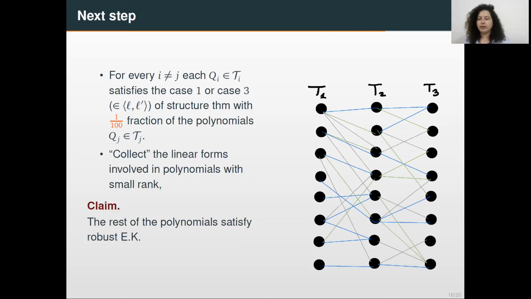In this case, we iteratively collect the linear forms that are involved in the polynomials of small rank. So the polynomials that satisfy case 3 of the structure theorem a lot. And we claim that the polynomials that we did not cover in this manner satisfy the robust Edelstein-Kelly condition by themselves.